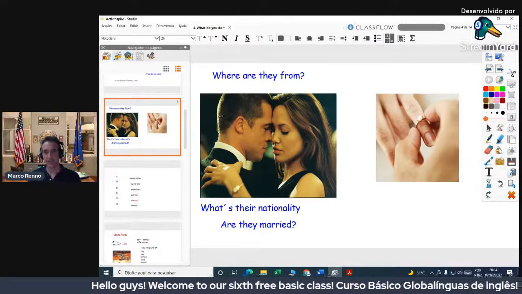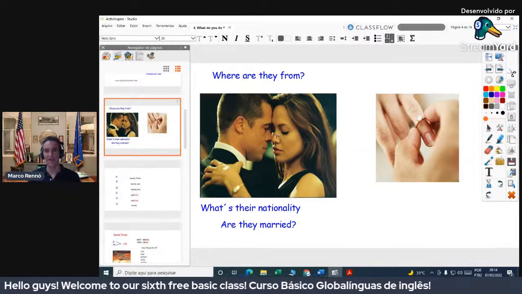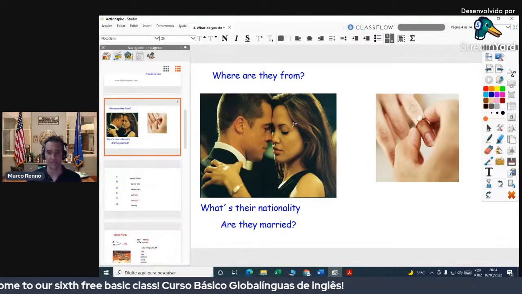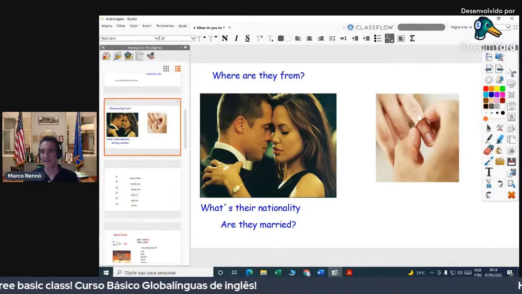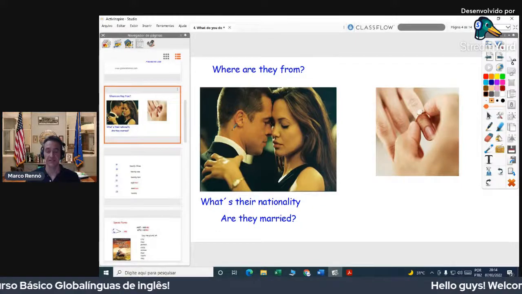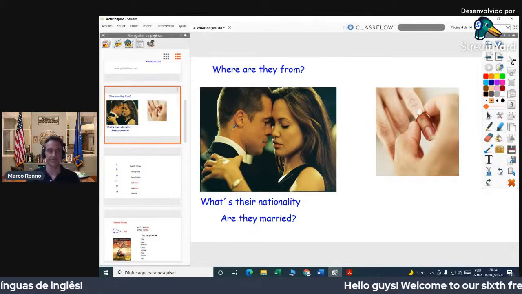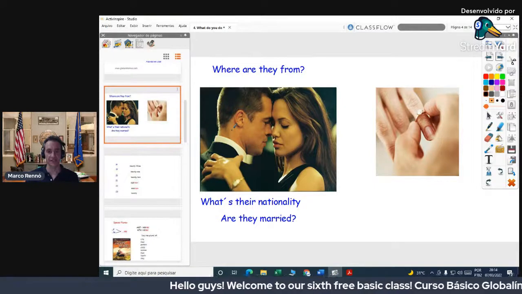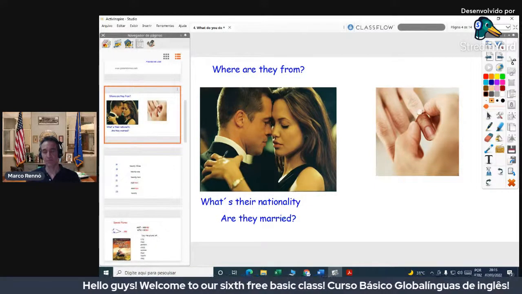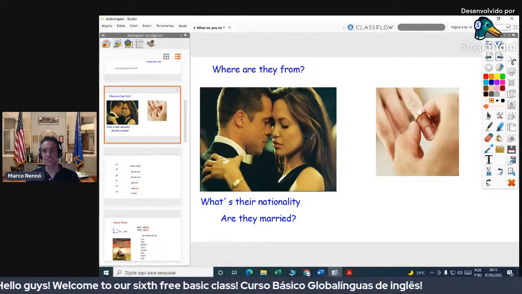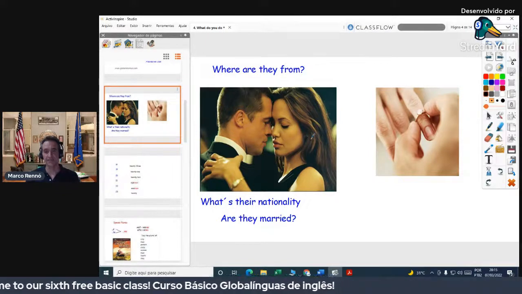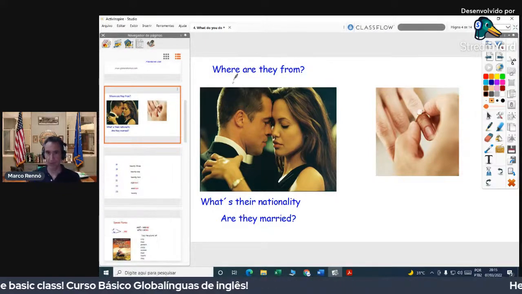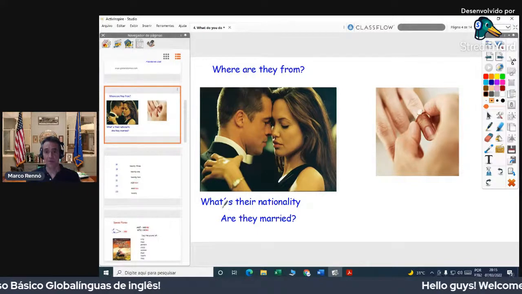So do you know this couple here? What are their names? Can you answer? I'll give some seconds for you to answer. He is Brad Pitt. She is Angelina Jolie. Where are they from? What's their nationality?